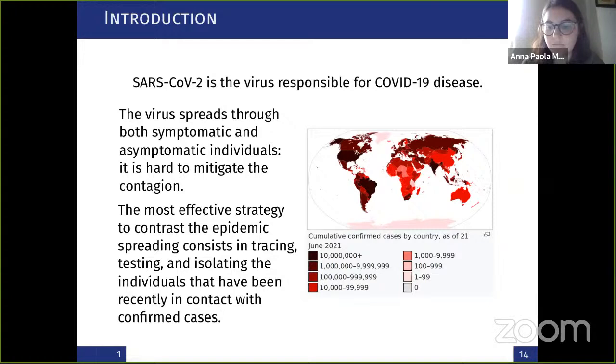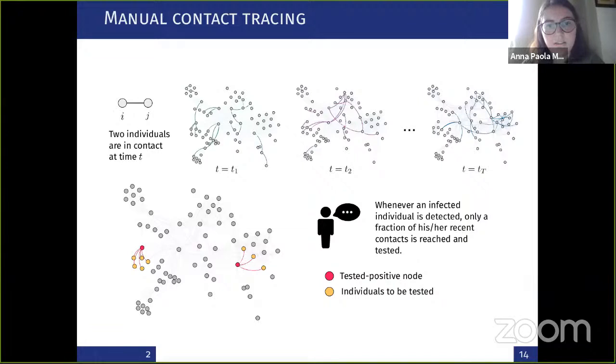At least last year, the most effective strategy that was able to control the epidemic spreading a little bit was contact tracing. The recent contacts are traced and then tested and, in case, isolated to stop the spreading of the disease. So the first, naive contact tracing is manual contact tracing.